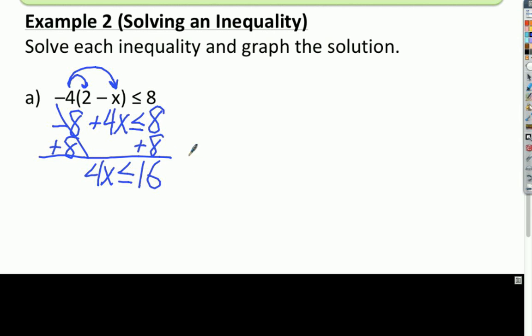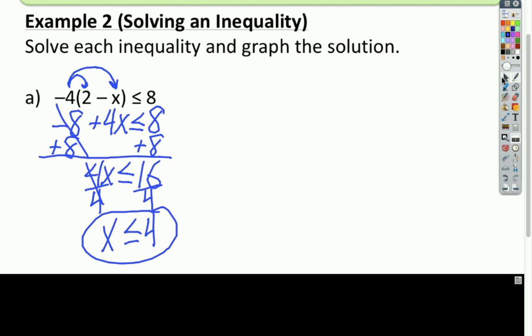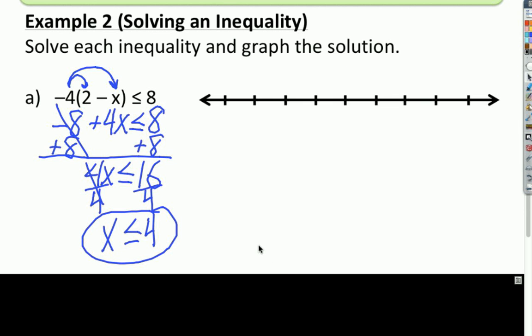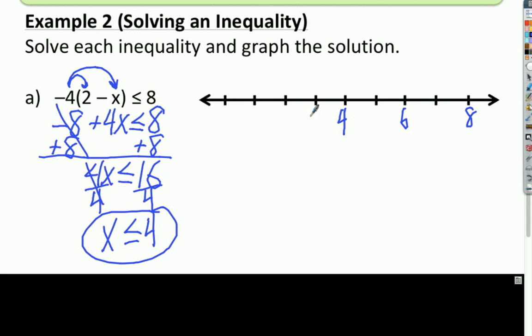And my really high-level students can mentally complete this. Students who still need to see it, last step is simple. Divide both sides. X is less than or equal to 4. That is the algebraic representation, and then we graph. Anyone have any questions on how we completed this? So let's go ahead and graph 4, 5, 6, 7, 8, 3, 2.